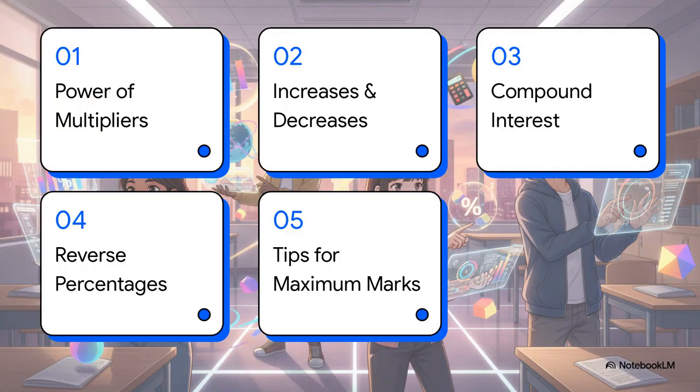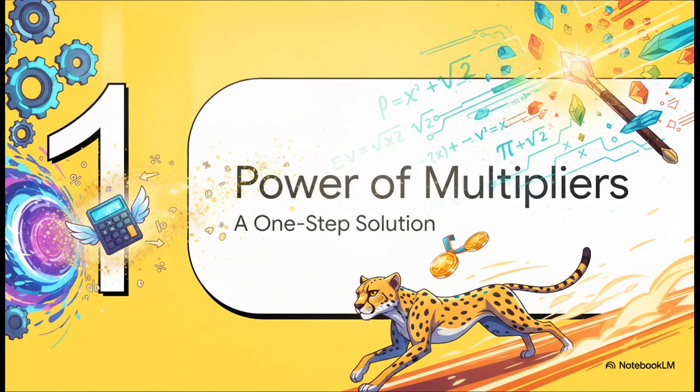All right, here's today's playbook. We'll start with the power of multipliers, move into increases and decreases, then tackle compound interest and growth. After that, we're mastering reverse percentages and wrapping it all up with top tips for maximum marks. Let's kick things off with part 1, the power of multipliers, a one-step solution.